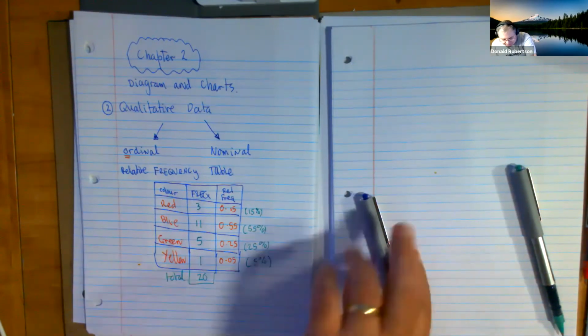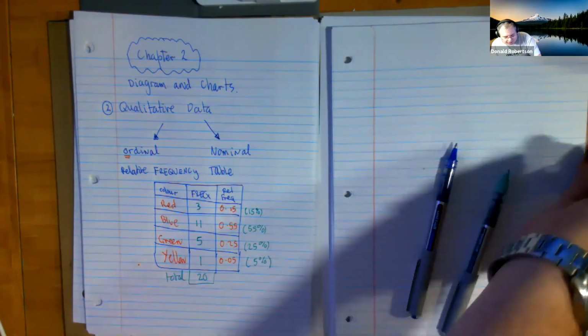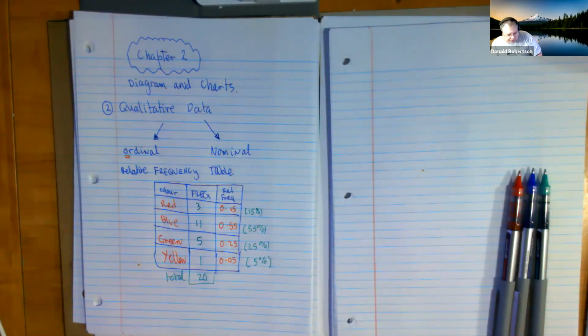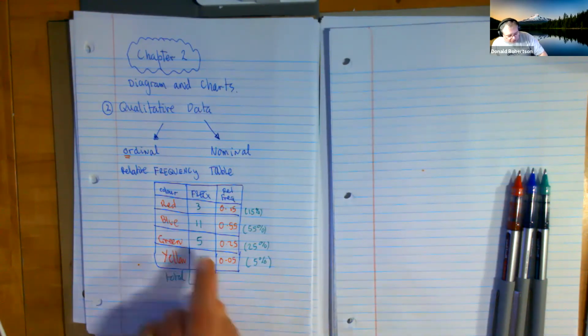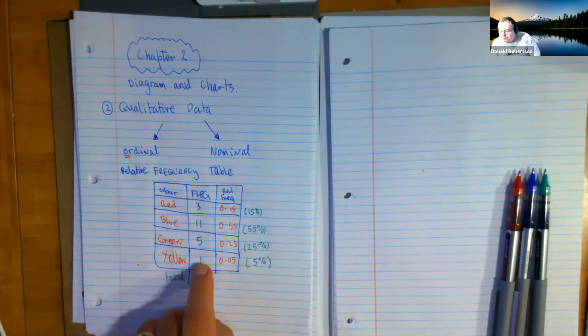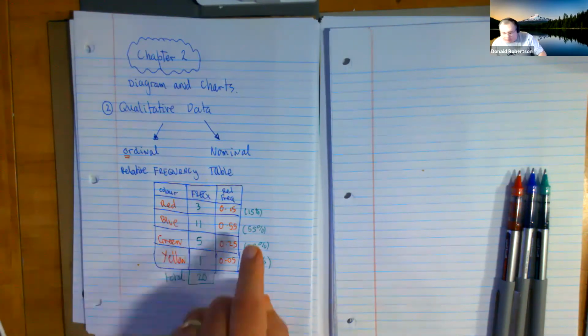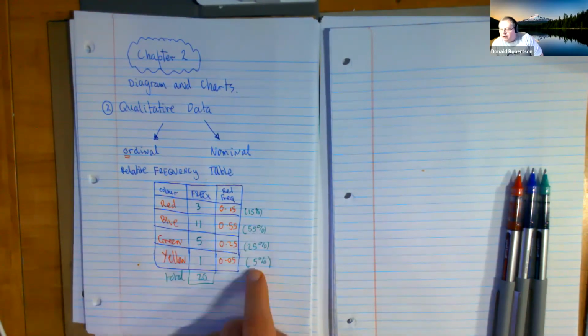For this type of data, you are limited in a lot of ways to what you can get from it. The simplest things you can get are 11 is the most popular color, yellow is the least popular. And you can say 55% of people like blue and only 5% like yellow. You could say it in that format.